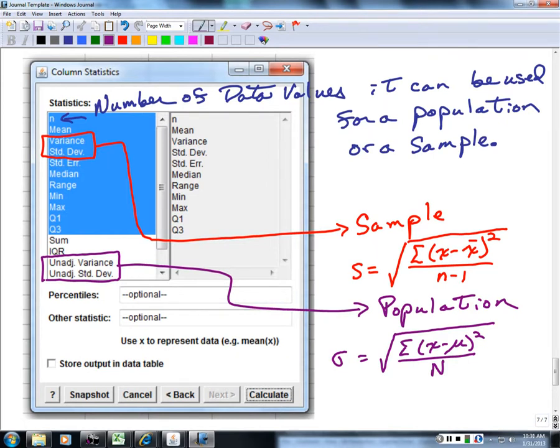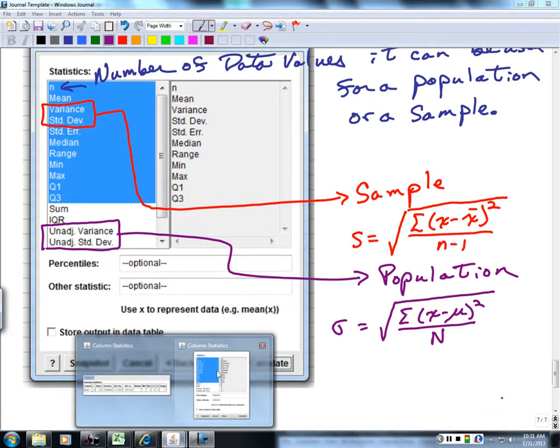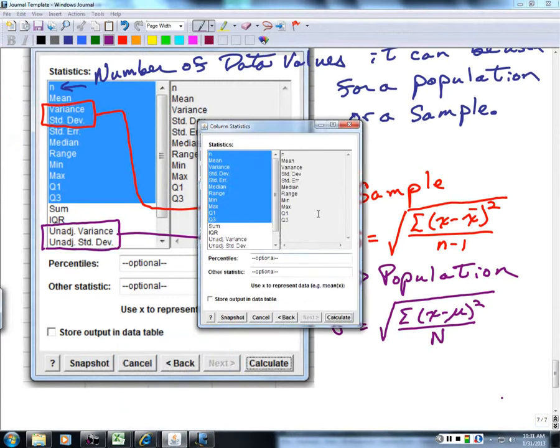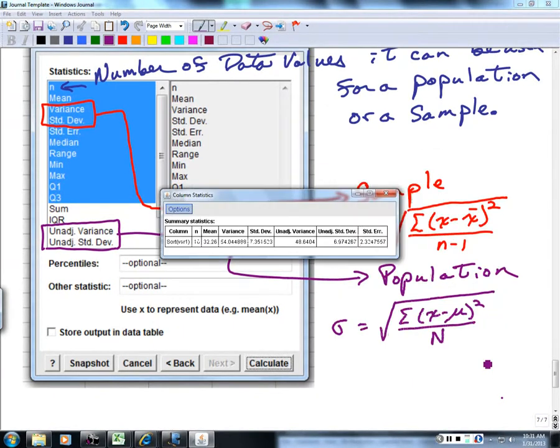All right. Questions or comments so far? Okay, good. Now, let's talk about interpreting standard deviations. But actually, before we do that, let's go back to this right here. I'll highlight variance and standard deviation, and get rid of all the other stuff. I just want to look at those, and I hit calculate. Let's look at the difference.